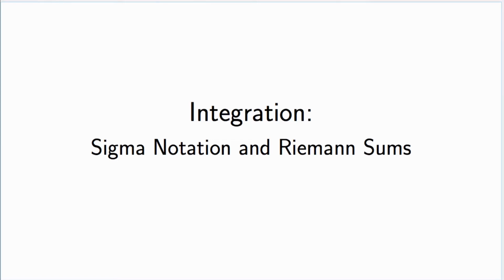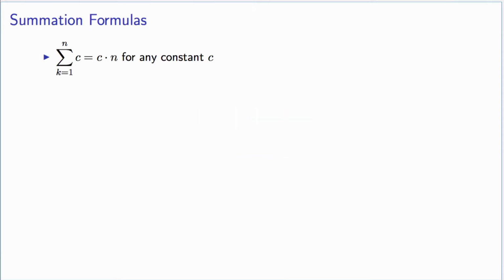In this lesson, we'll explore sigma notation and using Riemann sums to compute areas. We'll begin with some summation formulas. Our first formula tells us that the sum from k equals 1 to n of c is equal to c times n for any constant c. Let's take a look at what this means with an example.